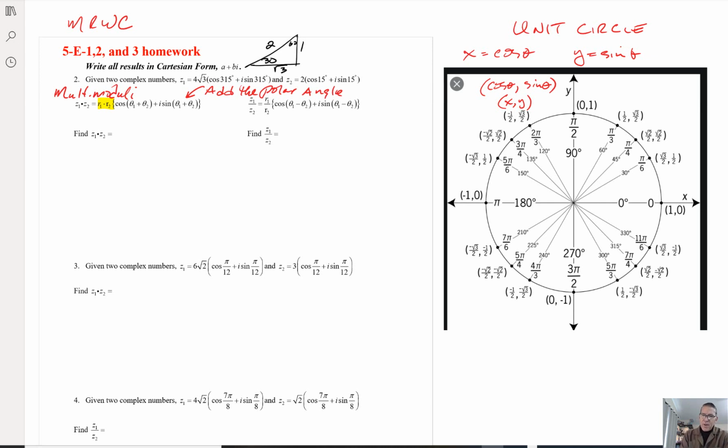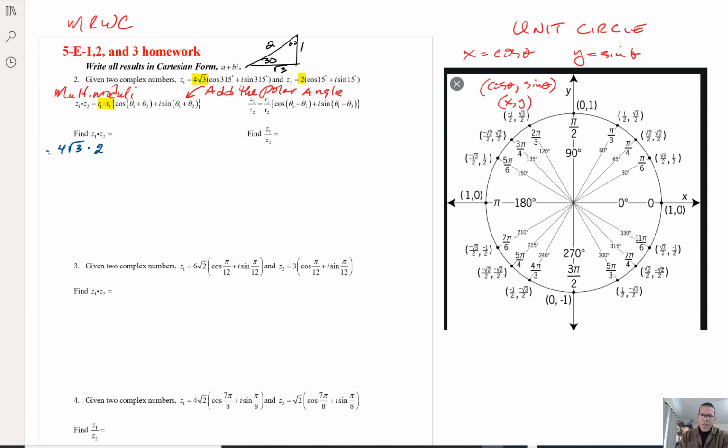Okay, so here we go. Let's write it out, z1 times z2. Actually, wait a minute, let me back up here. Let me identify the moduli first. I'm going to do a little color coding here, so the moduli in yellow. On z1 it's 4 root 3, and on z2, the modulus is 2. When you multiply the two complex numbers, you multiply the two moduli first. I'll put this in blue: 4 root 3 times 2.